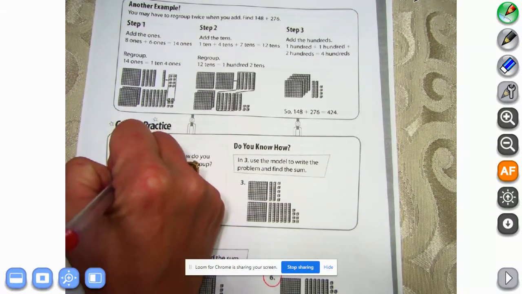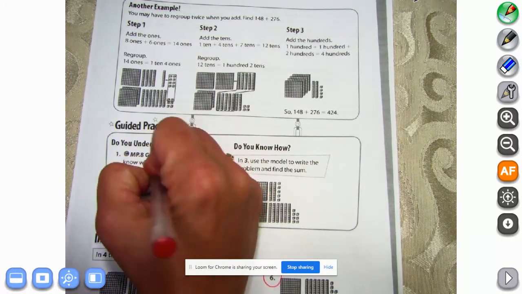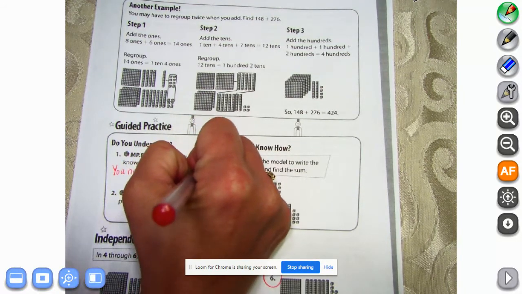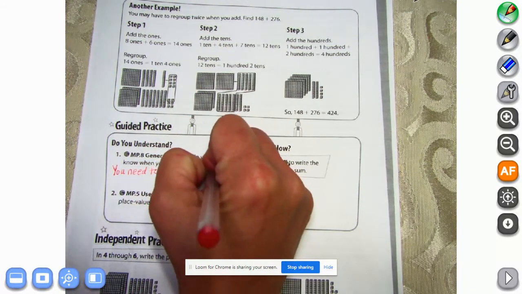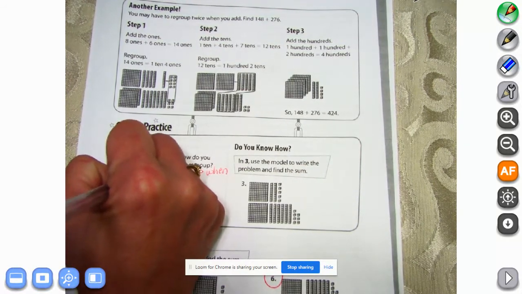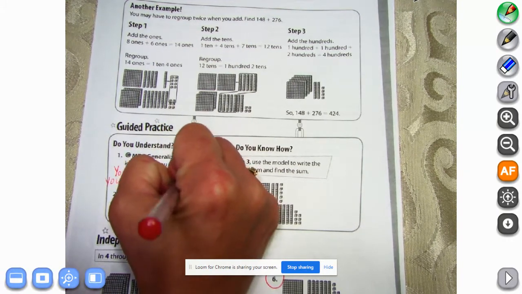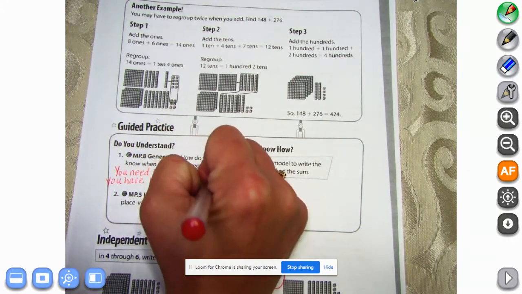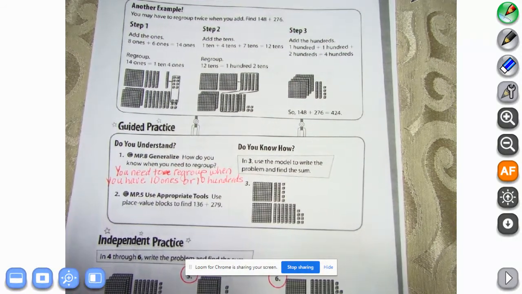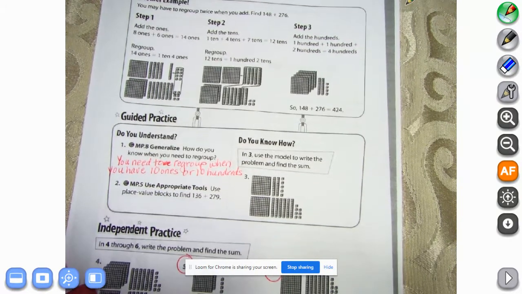You need to regroup when you have 10 ones or 10 hundreds. That will make 1,000. And that's a big, big cube. It's really cool. All right, we're going to number 2.